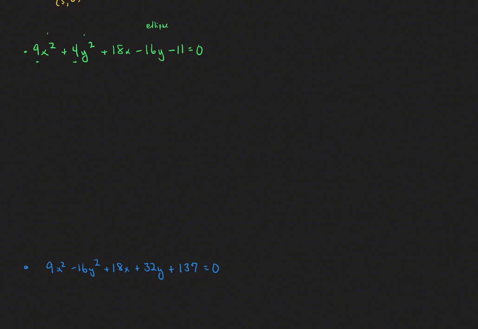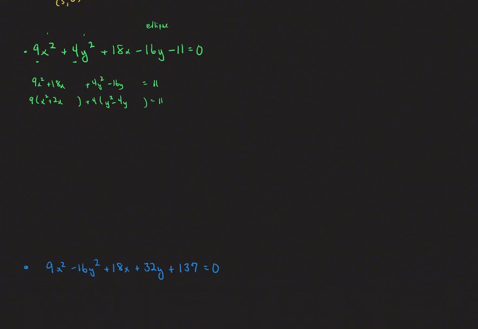So we're going to gather together the x terms, and I'll leave a space and then gather together the y terms, leave a space, and move the constant to the other side. We'll factor out the leading coefficient of both the x and the y terms, and so that will look something like that.